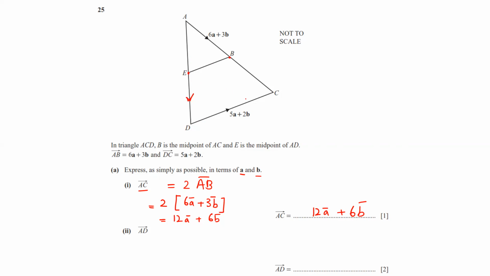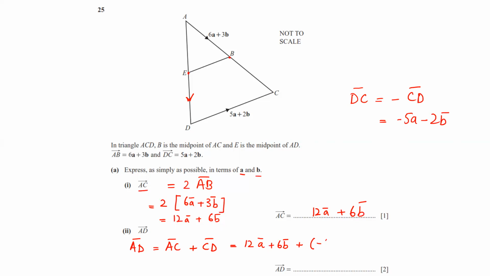So for this AD vector, if I see here, where DC vector is given. From the figure, we can say that AD vector is equal to AC vector plus CD vector. AC we have already calculated, 12A plus 6B. Then we have to add CD. DC vector is equal to minus CD vector. Minus CD is minus 5A minus 2B. So you have to add minus 5A minus 2B.